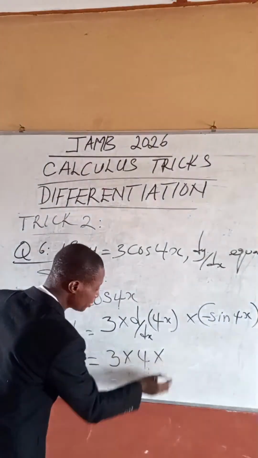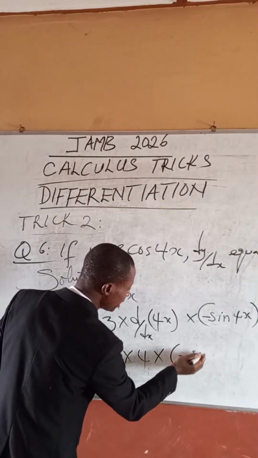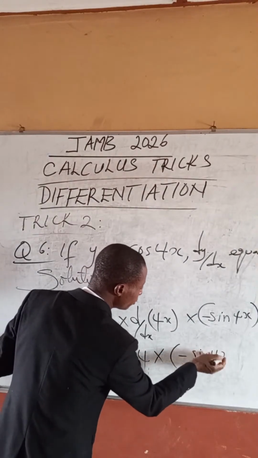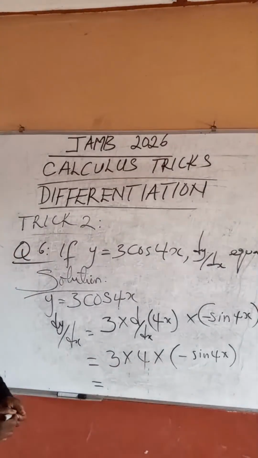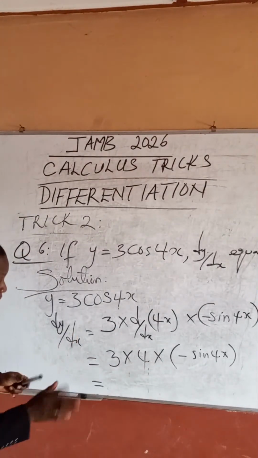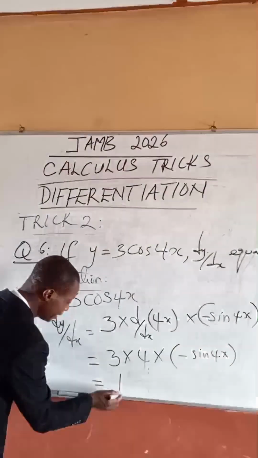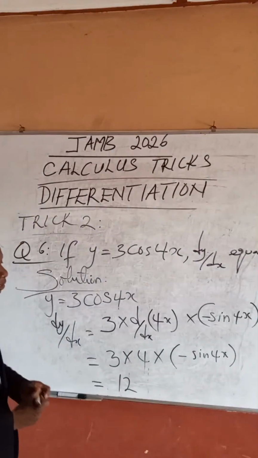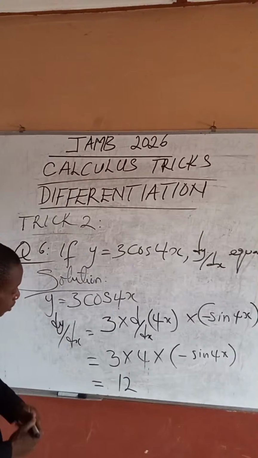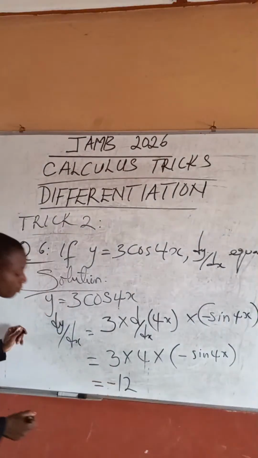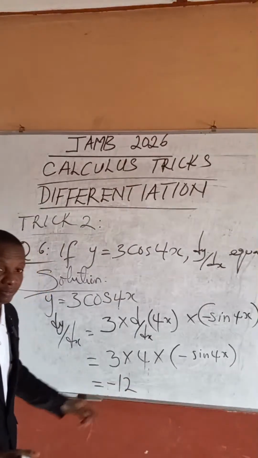Then times. Minus, right? Minus sine 4x. So let's write the final answer so that we don't waste time, because this is JAMB, not any other exam. 3 times 4 is 12. Write our 12. Then we come here. We are seeing a minus here, right? So this minus will be used here. So it becomes minus 12.